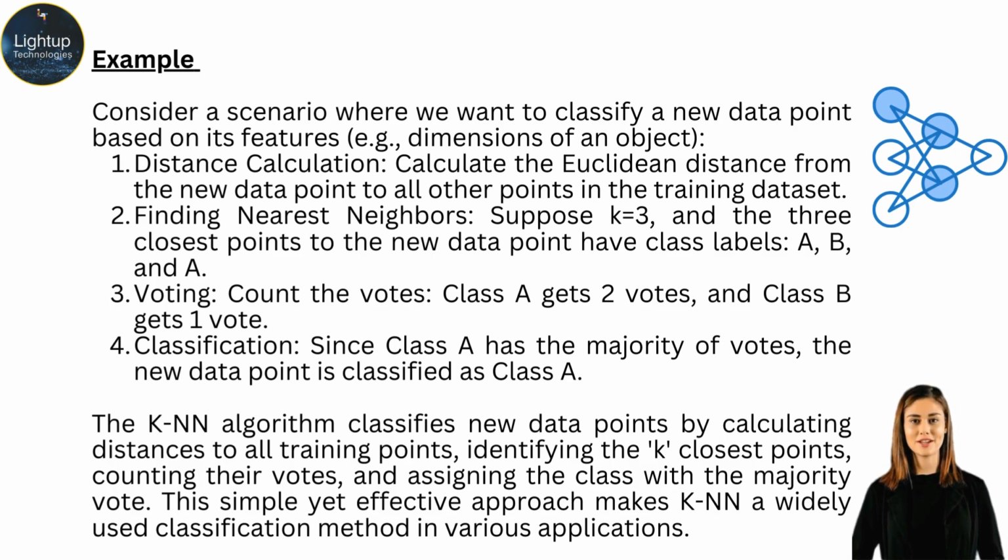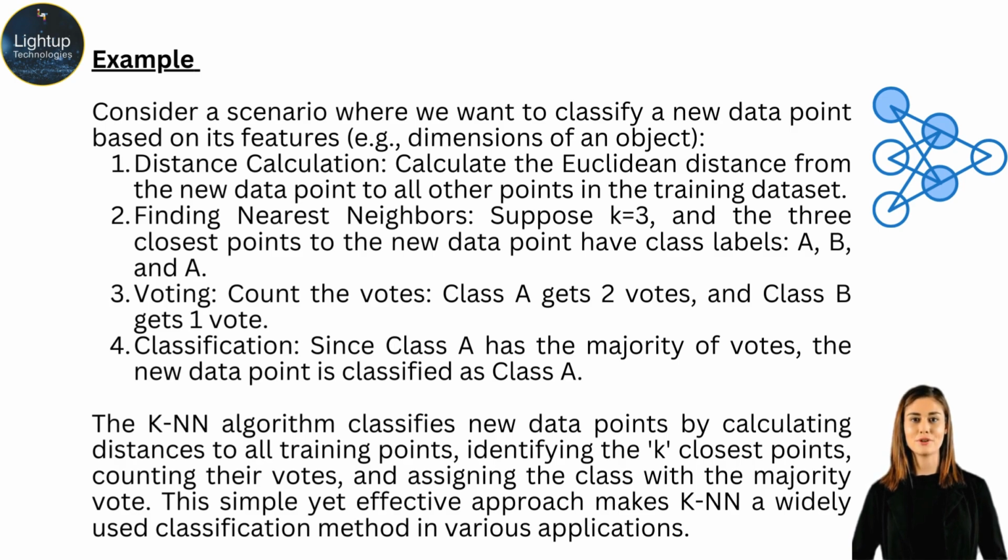Finding nearest neighbors. Suppose k is equal to 3, and the three closest points to the new data point have class labels A, B, and A. Voting. Count the votes. Class A gets 2 votes, and Class B gets 1 vote. Classification. Since Class A has the majority of votes, the new data point is classified as Class A.